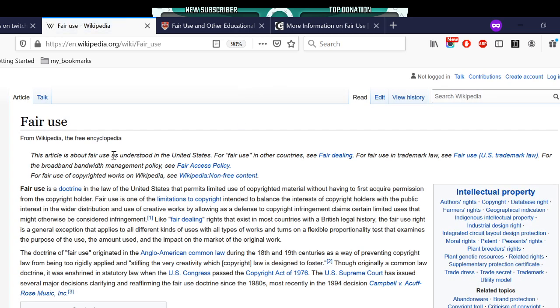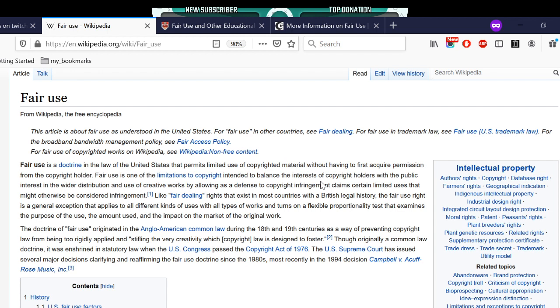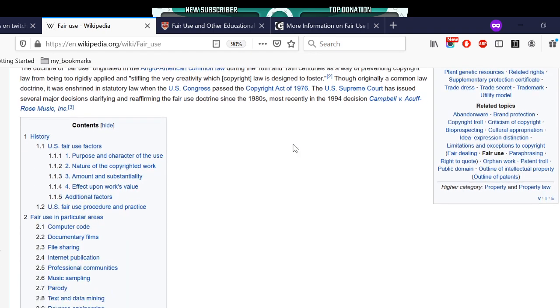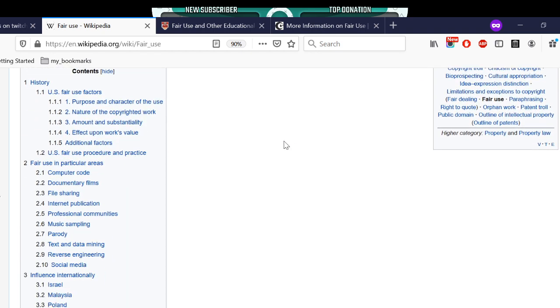This article is about fair use as understood in the United States. Good, that's where I am. It would be interesting to look at copyright law in other countries, though. Oh boy. Okay, let's go to this outline. Fair use factors. We have those 4 things that we found on copyright.org: purpose, nature, amount, and effect.